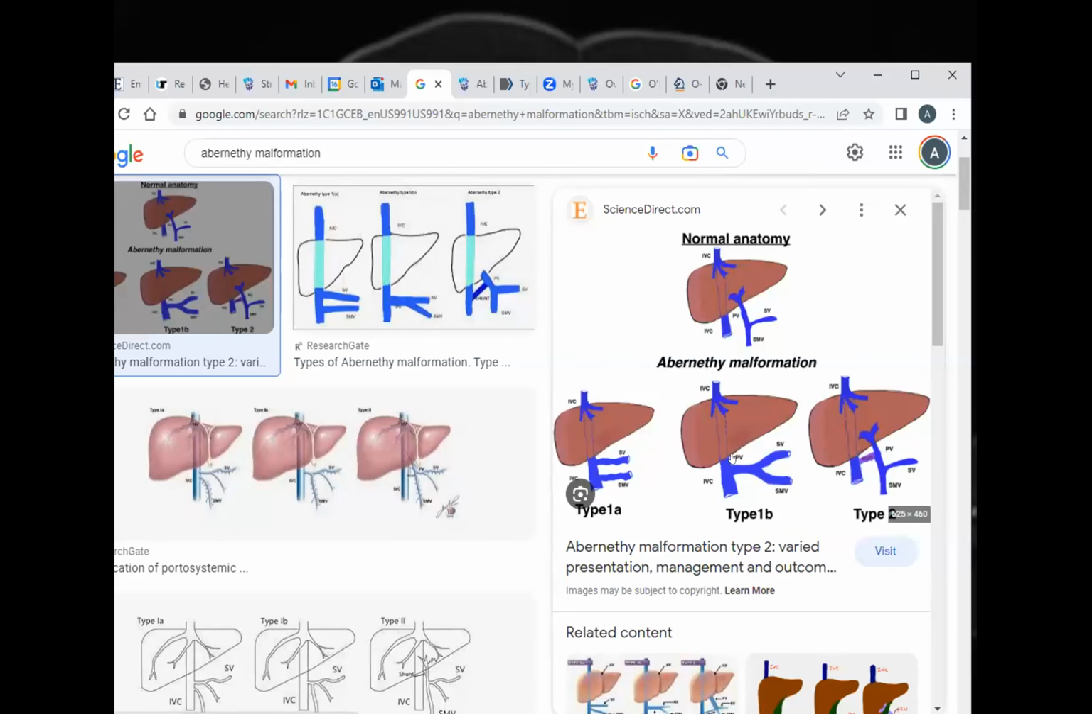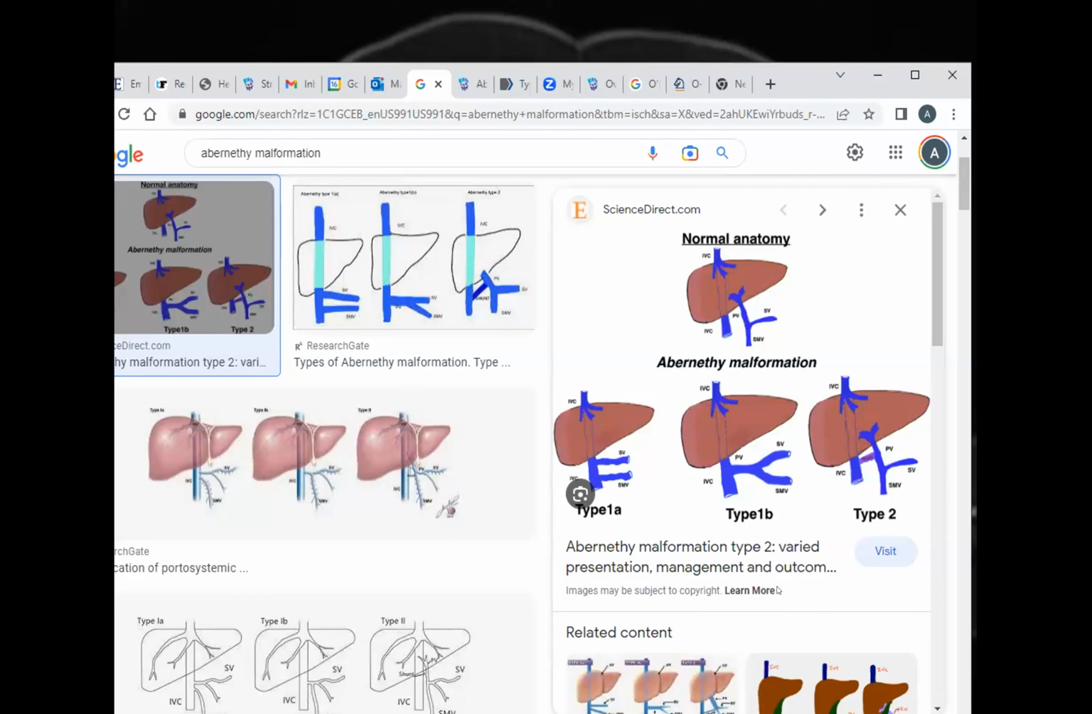Here are the different types of Abernethy malformations. Either your splenic vein and your SMV can separately drain directly into the IVC, or they can form a common trunk. That's the type 1B that I have in my case, directly draining into the IVC. Or you can have a type 2 where you have a hypoplastic portal vein and a connection to the IVC. So you still have somewhat of a portal vein, but most of it's draining into the IVC. All of these are called Abernethy malformation. They're congenital portal venous atresia.